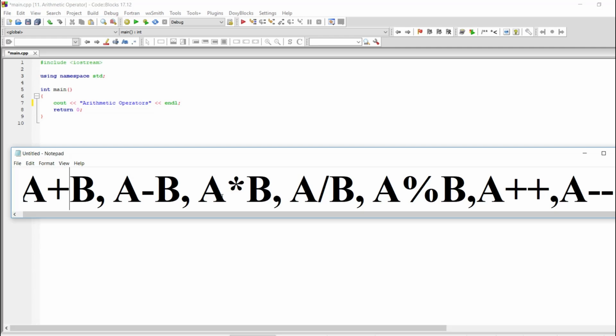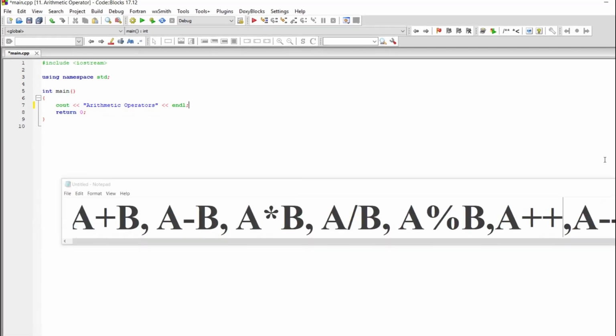Then this multiplies, which is another operator. Then the division, the modulus, and the increment. This is called the increment operator. It increases integer values by 1. And this is the decrement operator. It decreases the integer value by 1. So this is the opposite of that.